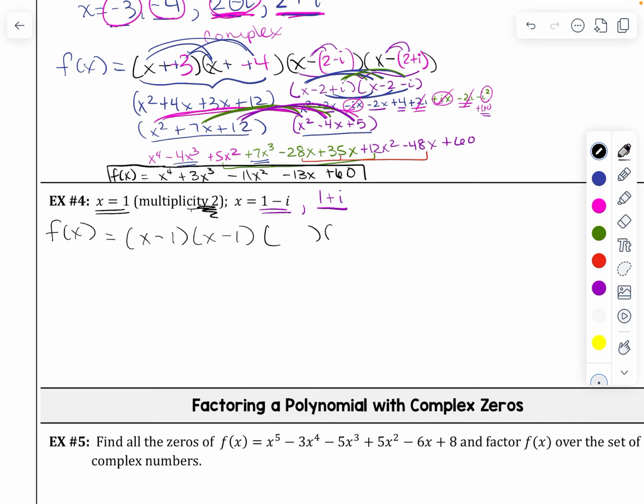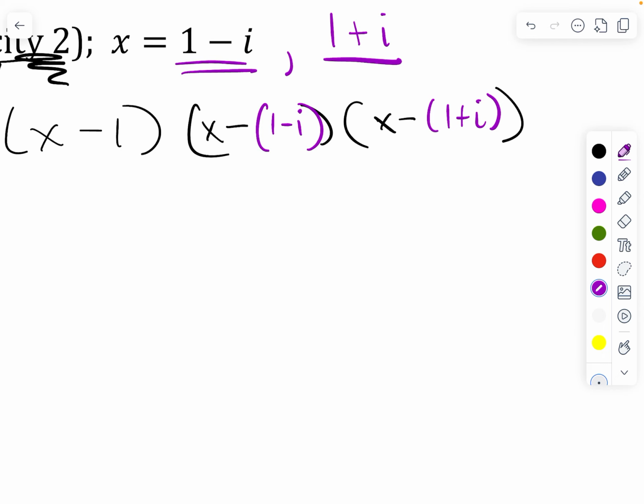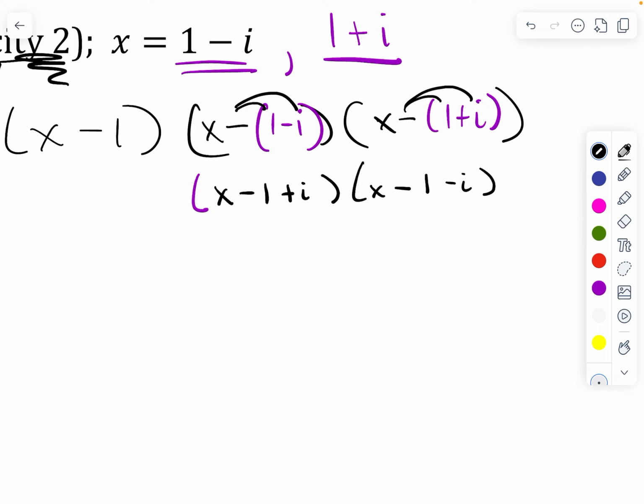So when I set up those two roots, we're going to go x minus, and the conjugates we're going to use in their own parentheses, 1 minus i and 1 plus i. You're going to do the same thing that we did before. We're going to FOIL. Let's do our complex first. So this is going to become x minus 1 plus i, distributing that negative. And this becomes x minus 1 minus i, distributing that negative as well.